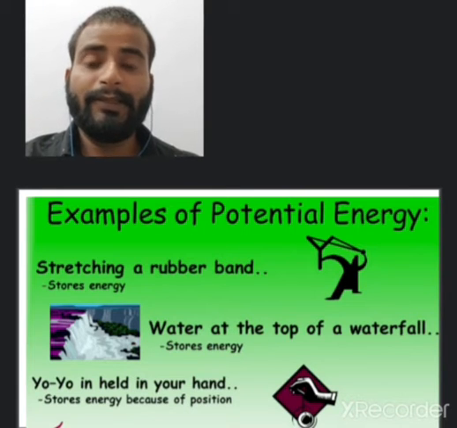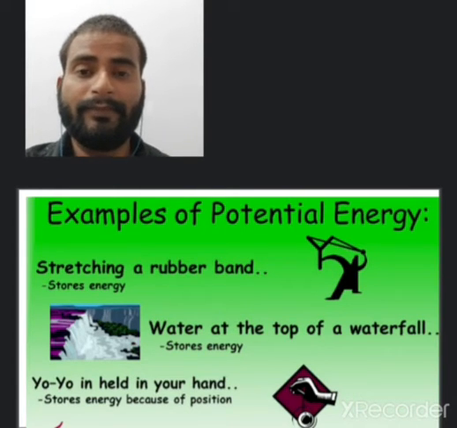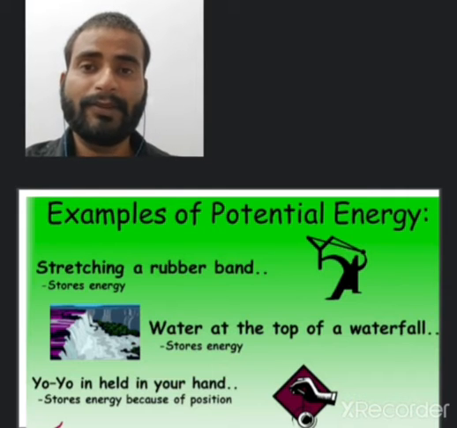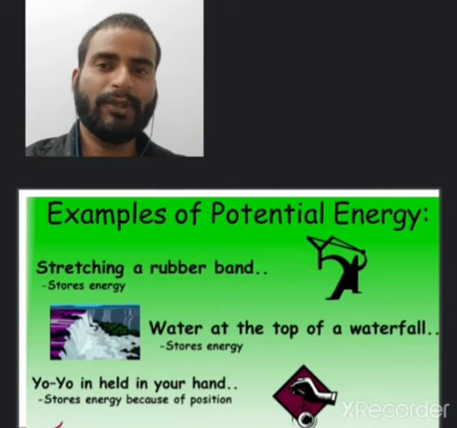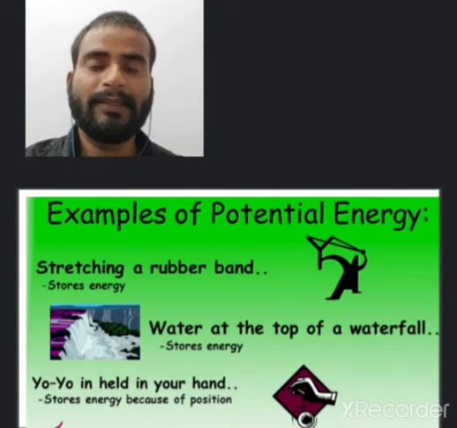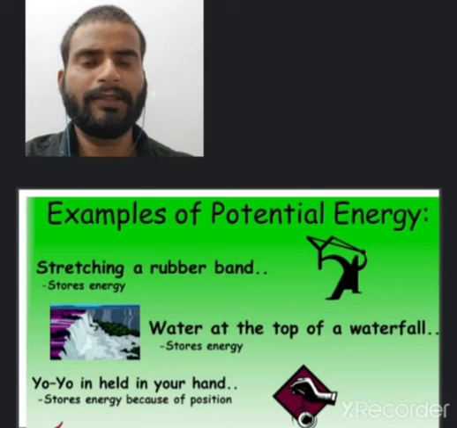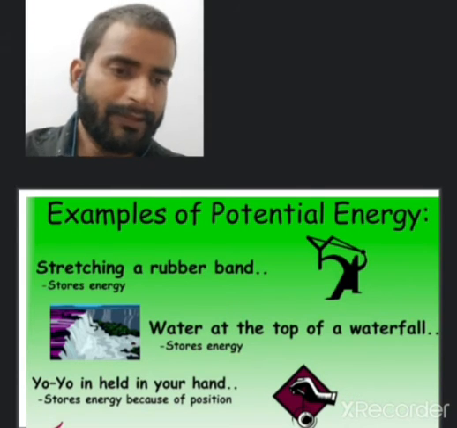Okay, and a yo-yo held in your hand is not in motion, so it has potential energy. Drawing a bow, if it is stretched and not released, it has potential energy. So there are various examples, many examples of potential energy that we can easily understand.